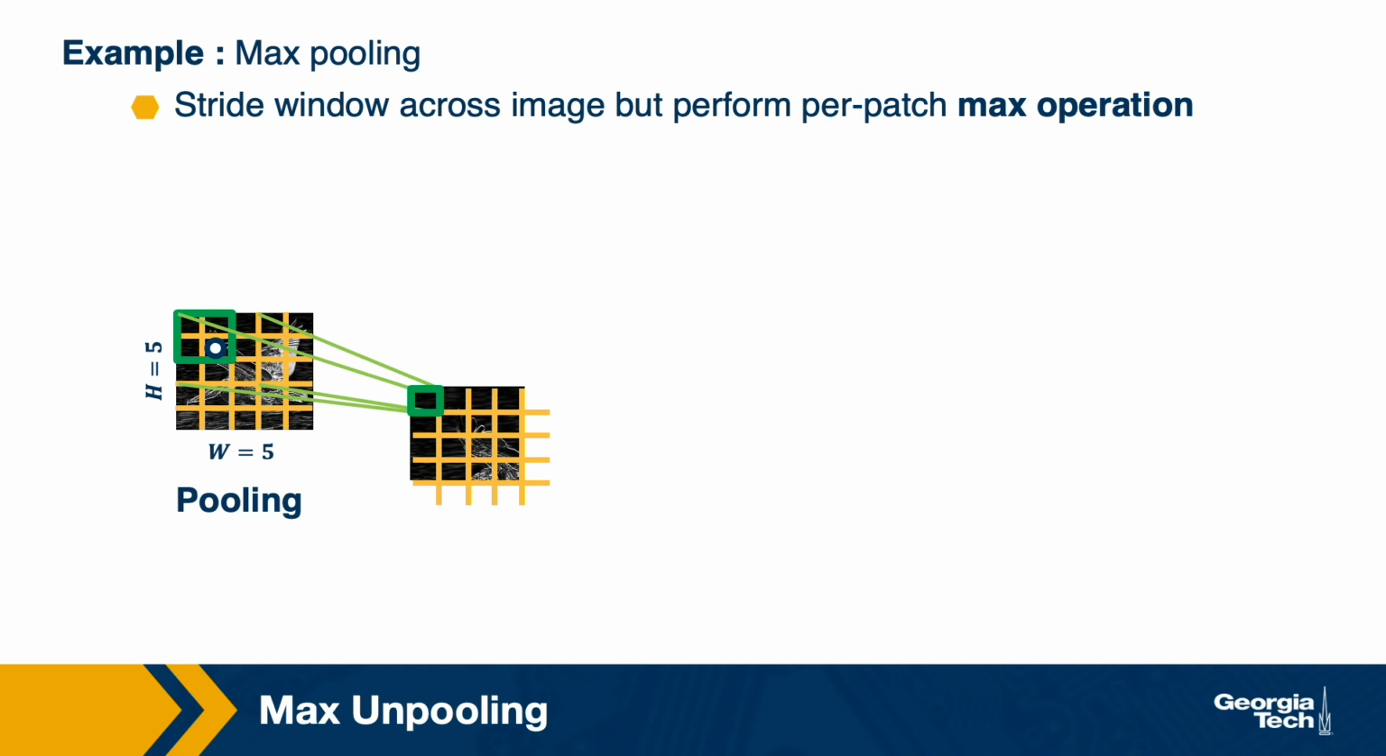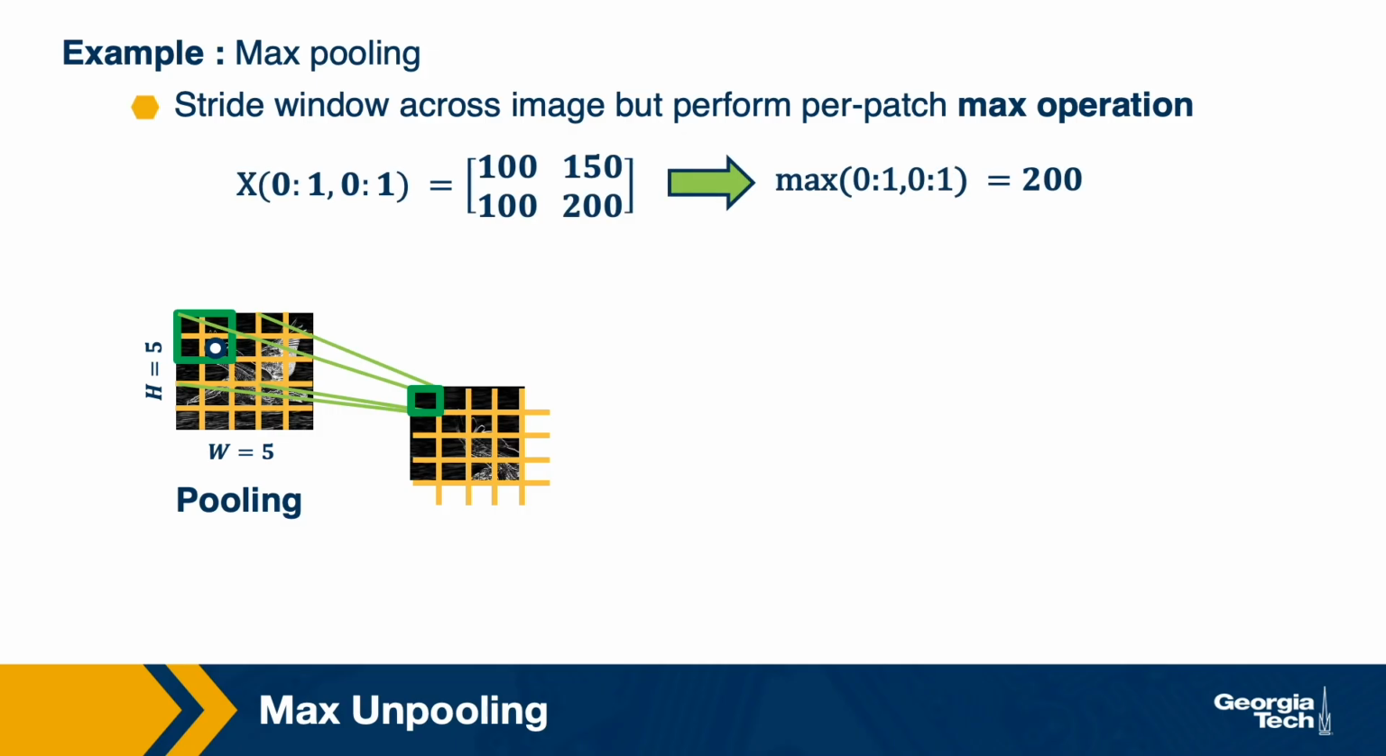If you remember, max pooling has a window size, let's say 2 by 2 in this case, that you stride across some input image. And for each window, you take the max element and put it in the corresponding output. So if your input looked like this, then the maximum is 200, and that's the value that you would put in the green output square. And if you remember, during the forward pass, you have to remember which element was the maximum in order to propagate gradients properly during the backwards pass.